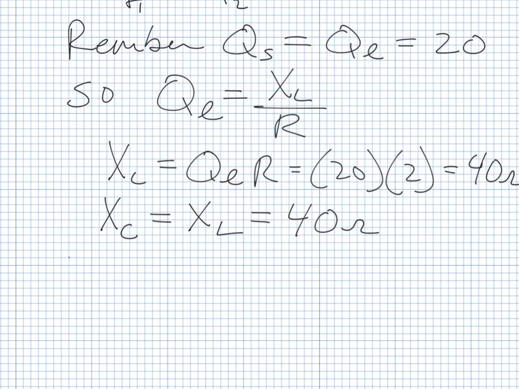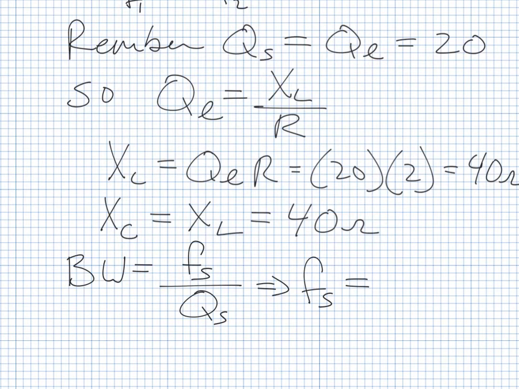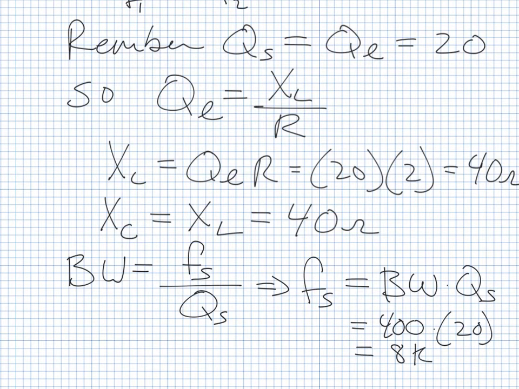Well, we have the bandwidth equal to the resonant frequency over the Q factor. Let's see, were we given the resonant frequency here? No, we weren't given the resonant frequency, but actually we're going to solve for that, right? We're going to solve for the resonant frequency because we know the bandwidth. The bandwidth multiplied by the Q. All right, so we're going to have 400 times, what was it, 20. So that is 8 kilohertz.